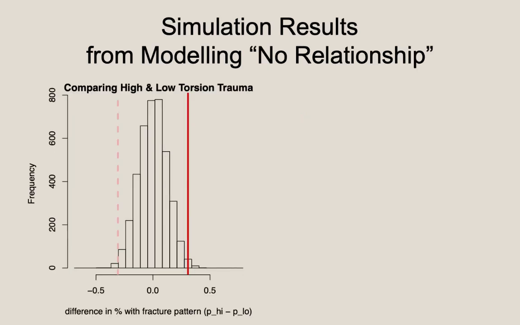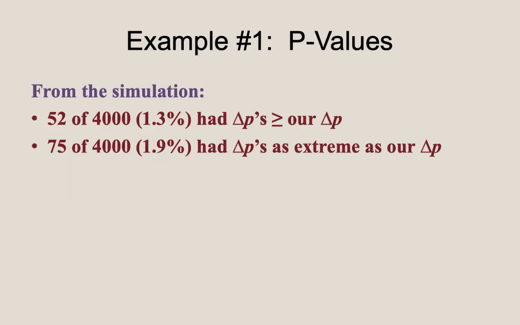Note, because we are doing a two-tailed null hypothesis statistical test, we need to ask how many equally extreme results are on the negative side of the distribution as well. This would be everything below the dashed line. So our estimated p-value would be the percent of simulations that fall beyond these two vertical lines. In this simulation, that was 75 out of 4,000, or about 1.9% of the simulations.